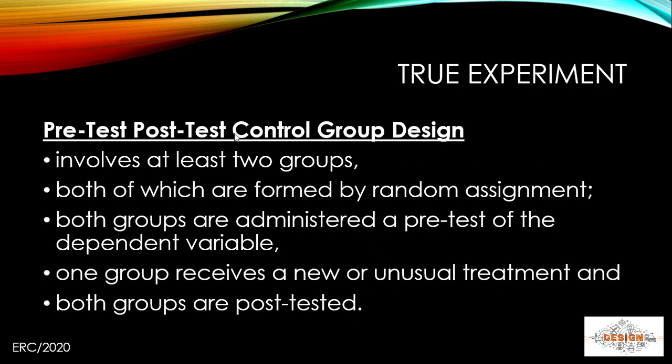Okay, next, pre-test post-test controlled group design. It involves at least two groups, okay, both of which are formed by random assignment. Both groups are administered a pre-test of the dependent variable. One group receives a new or usual treatment and both groups are post-tested. Okay, so we are talking about the true experiment na. Okay, pre-test, post-test control group.